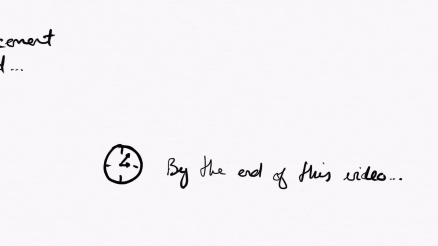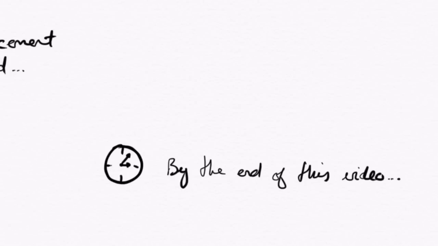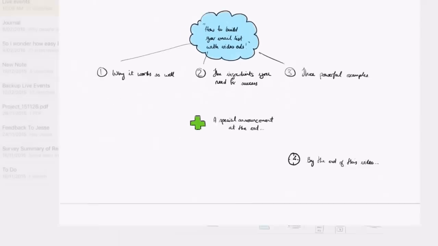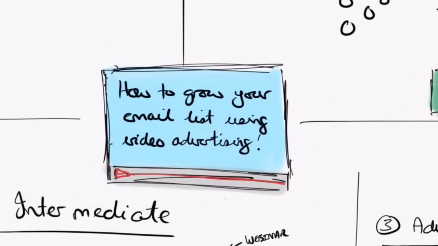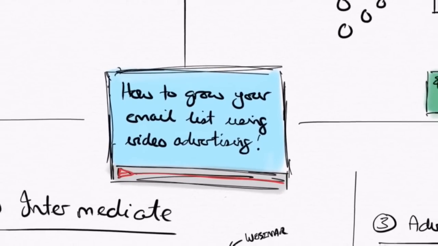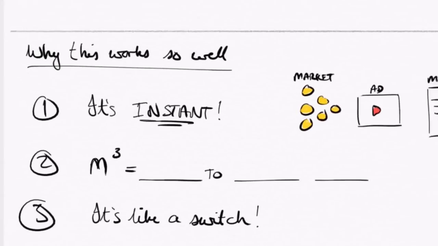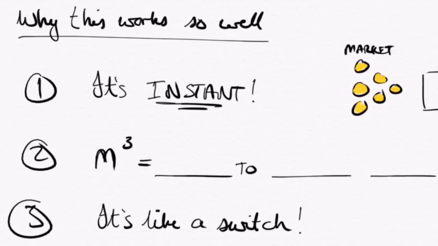So by the end of this video, you should have a pretty good idea of how it all works with using video advertising to help grow your email database really, really quickly. So without further ado, let's jump straight into it. So what I've got here is a bunch of drawings to really help us go through the presentation today. So the first point here that I'd like to make is, why this works so well. Well, there's 3 reasons for me.